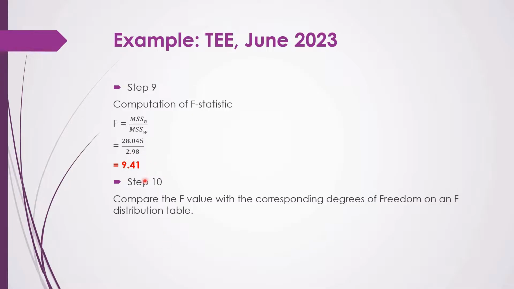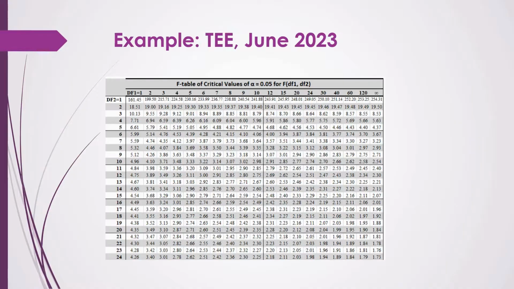After computing the F statistic, the last step is to compare the F value with the corresponding degrees of freedom on an F distribution table. This table you will find in internet or any statistics textbook. I have a screenshot of the table here. Not the full table, only just the part that we need in this question. So this is for an alpha value of 0.05. And you will see df1 here, which is degree of freedom 1, and here degree of freedom 2.